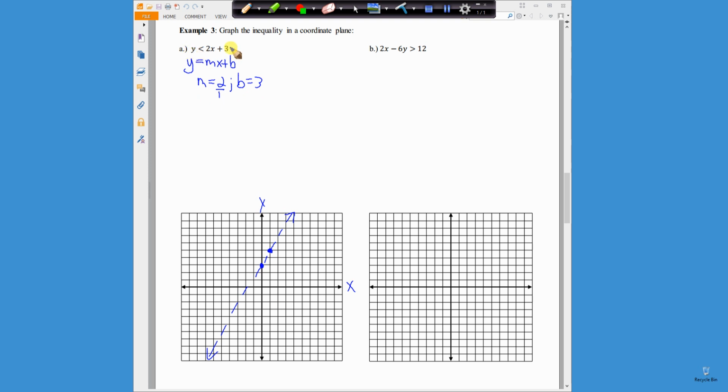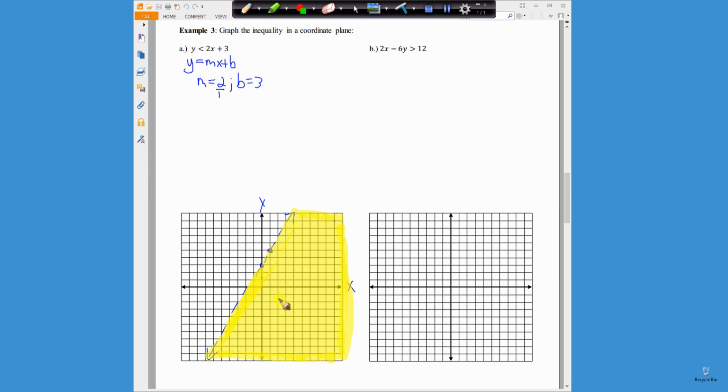Now to graph the inequality, I need to shade a region. Again, very, very simple here. y is less than mx plus b, or 2x plus 3, means shade below. y is less than means shade below. So that makes this fairly straightforward. If you're putting your function in slope-intercept form first, then you don't really have to test points, because less than means shade below and greater than means shade above. So that's basically all you have to do.